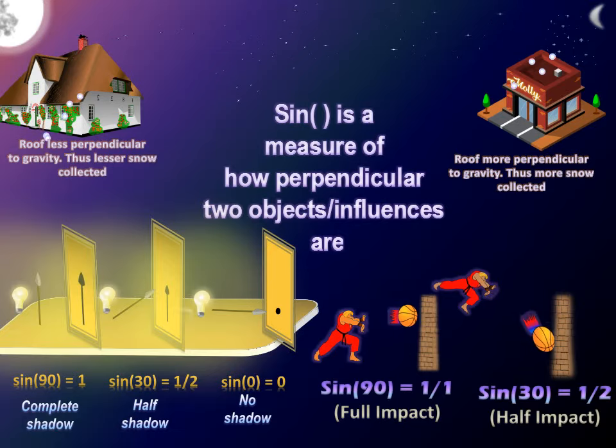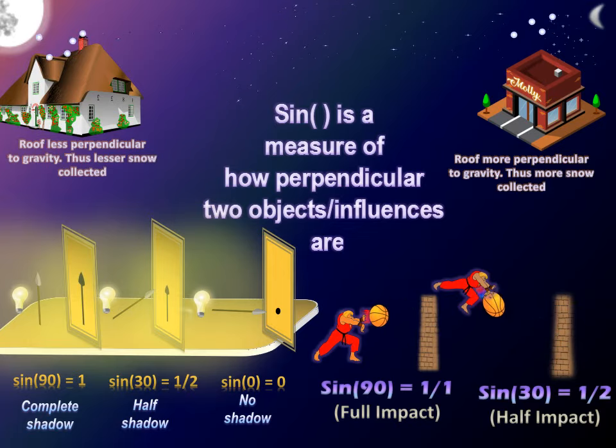The more the angle with respect to gravity, that is at 90 degrees. In the second case, the angle at which the roof is standing is 90 degrees, a perpendicular angle with respect to gravity. Gravity acts in the downward direction, and the surface of the roof is perpendicular. So the largest amount of snow will be accumulated on this roof.